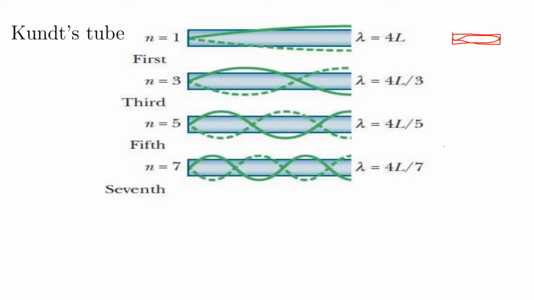The formula that relates wavelength, the length, and the harmonics of a Kundt's tube is this one, in which the wavelength of the wave is 4 times the length of the tube divided by the harmonic number. Remember, the harmonic number can only be odd numbers.